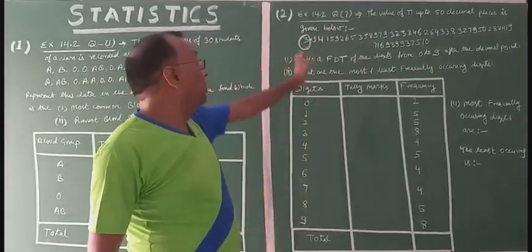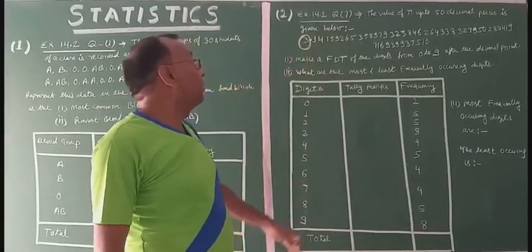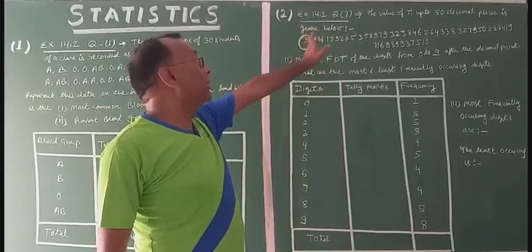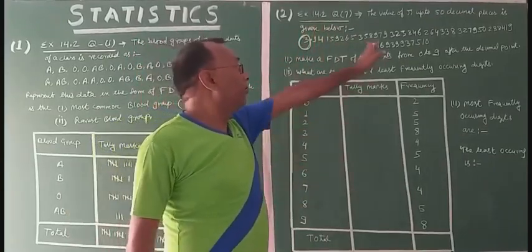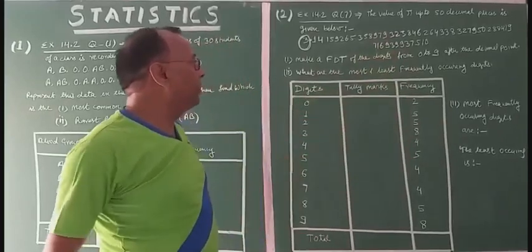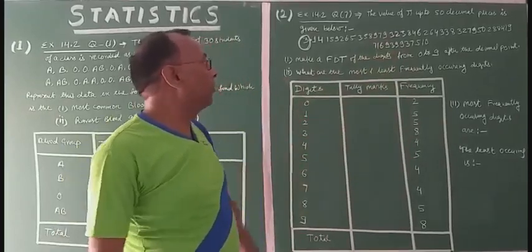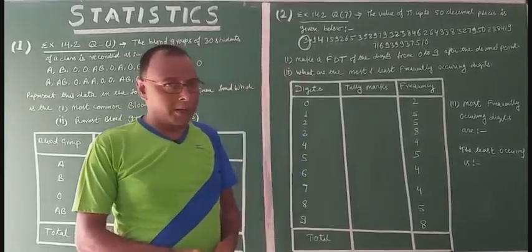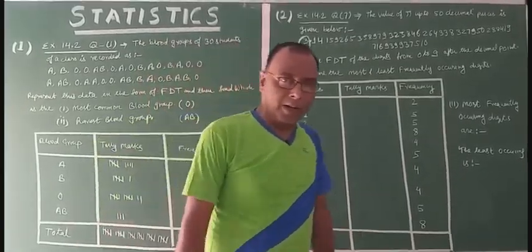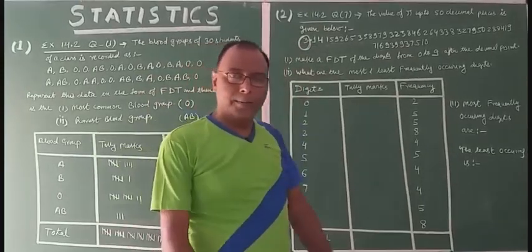Now this is the second question, which is question number 7 of exercise 14.2. The question is this: the value of pi up to 50 decimal places is given below. Pi which is 22 upon 7. What is the meaning of this? That you are dividing 22 by 7.